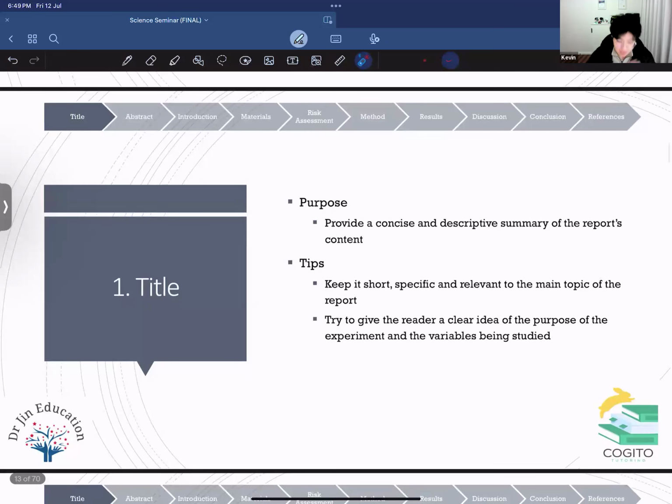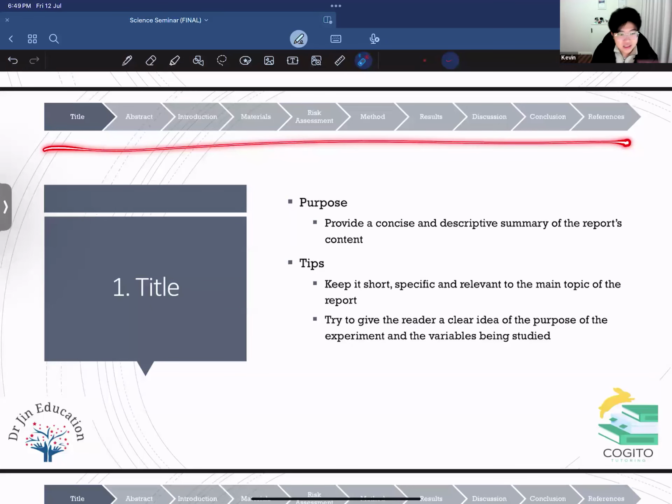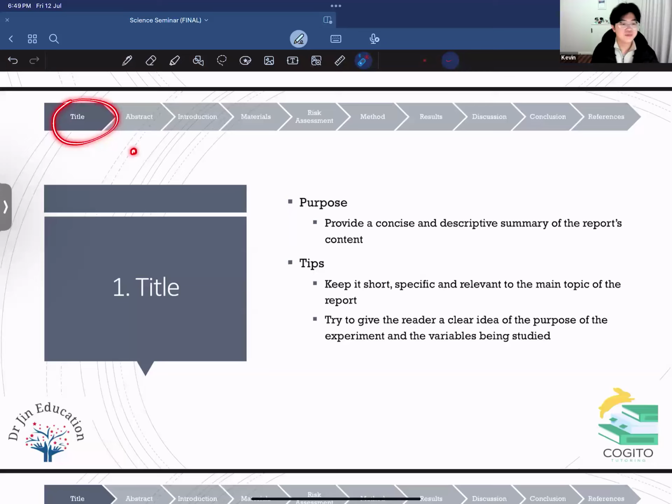Title. This is number 1. So on top here, you can see a timeline. We're on the very first one, the title. The purpose of the title is to provide a concise and descriptive summary of the report's content. Try to keep it as just 1 sentence. You don't have to write multiple sentences.